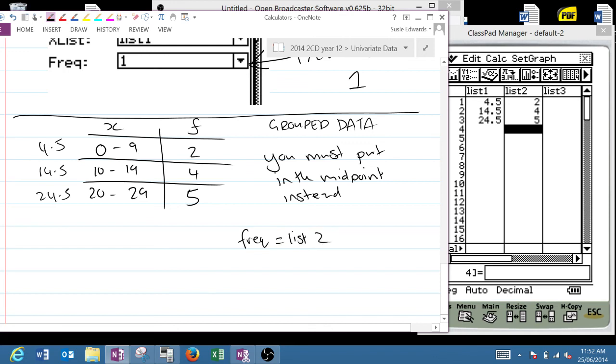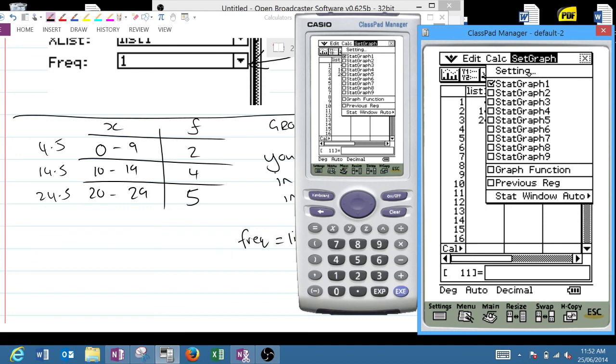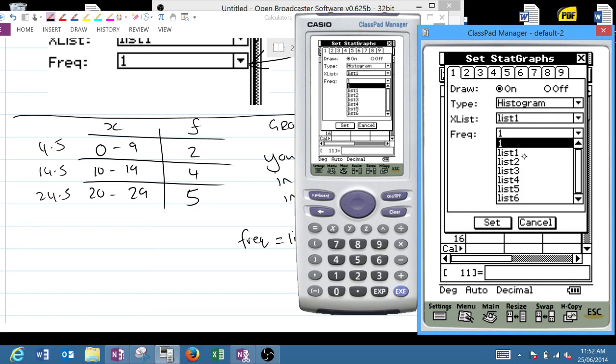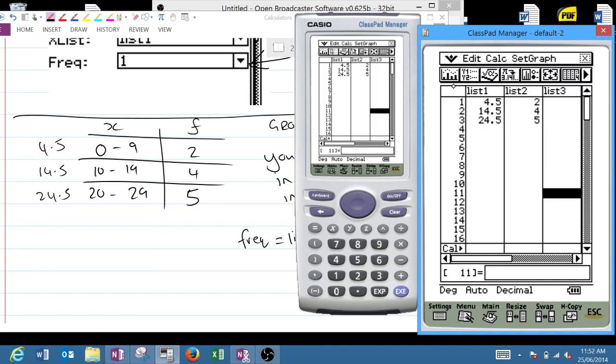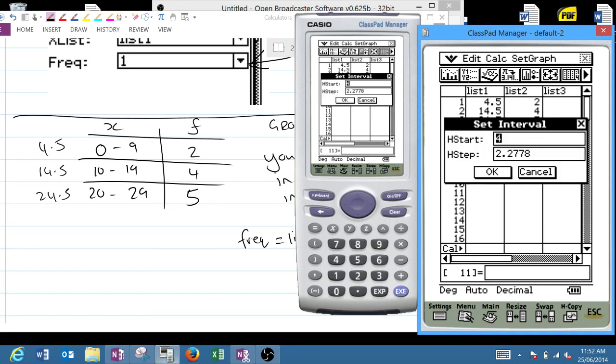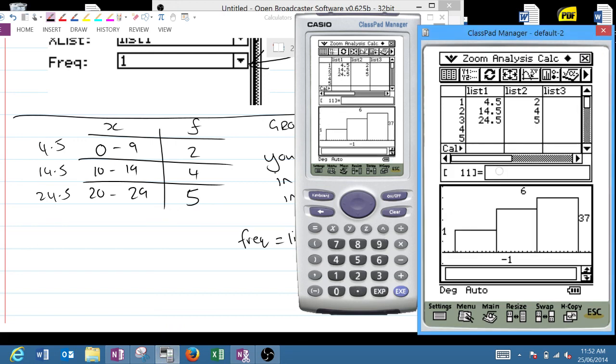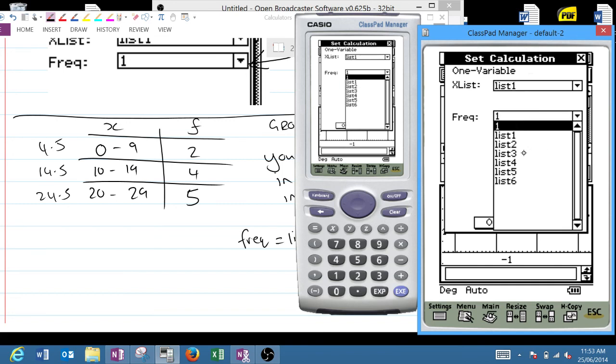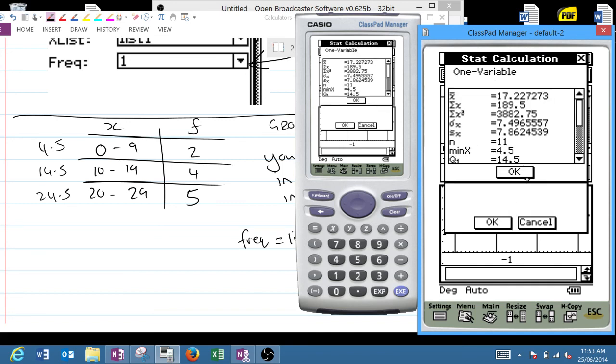And so we do exactly the same as before. So we go set graph, setting, histogram, list 2 for frequency, set. Now the graphing one's a little bit different. Where do we start for this? 4.5. What's the difference between them? 10. So that's where we need to go with this. So 4.5 and 10, and we get our histogram. Same deal for calc, 1 variable, list 2, and we get our data.